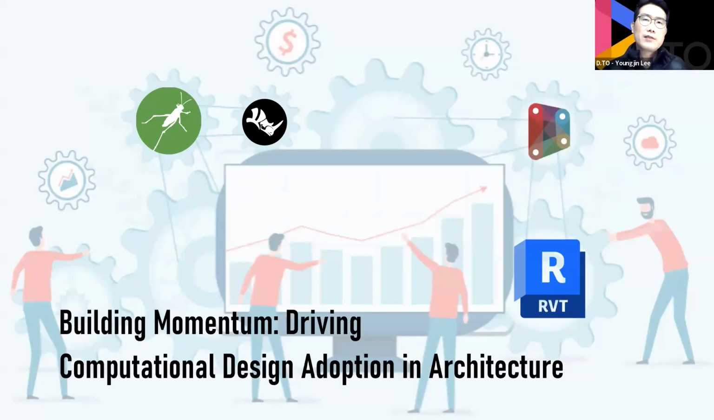One of the biggest challenges in our industry isn't just learning the new tools. It is adopting them effectively into the practice. Computational design has the power to transform workflow, but its impact depends on how well the teams integrate it into their day-to-day work. So this is why today's session is not just about showcasing the Dynamo script. It is about sharing strategy for driving computational design adoption in architectural practice.